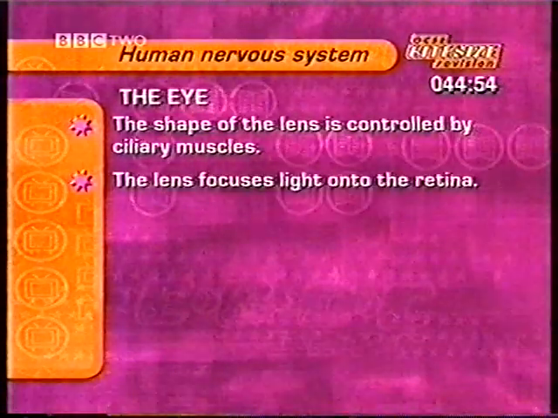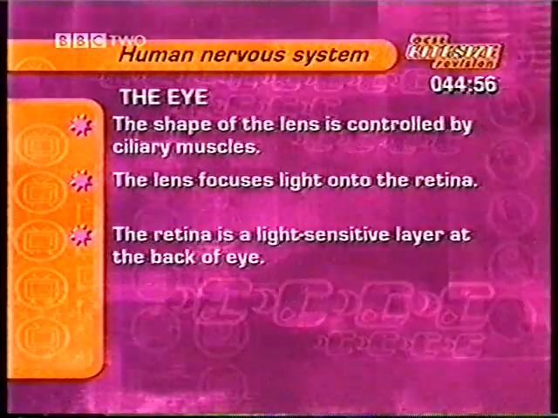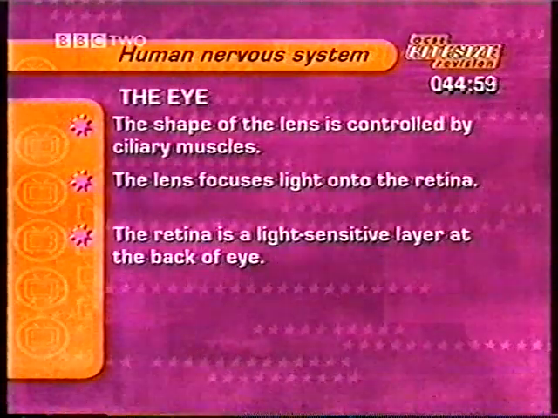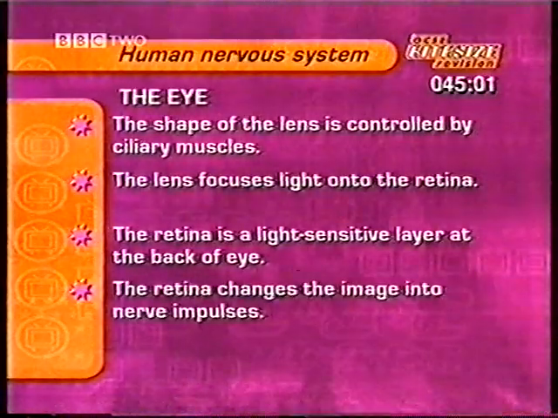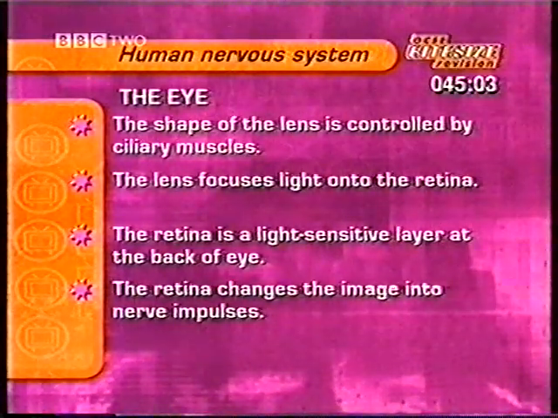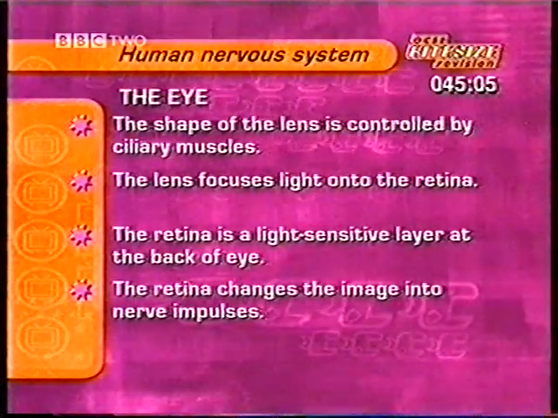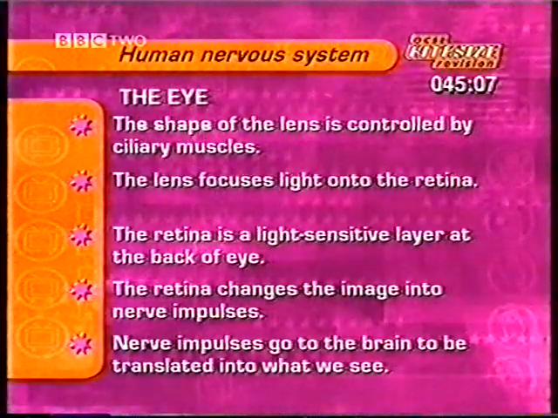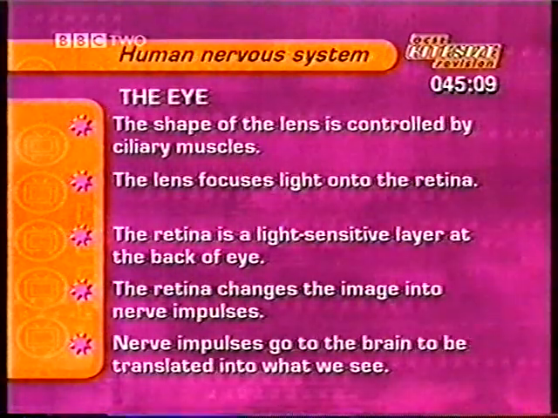The lens focuses light onto the retina. The retina is a light-sensitive layer lining the back of the eye. The retina changes the light image focused on it into nerve impulses. The nerve impulses go to the brain to be translated into what we see.